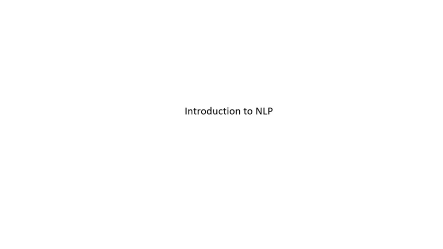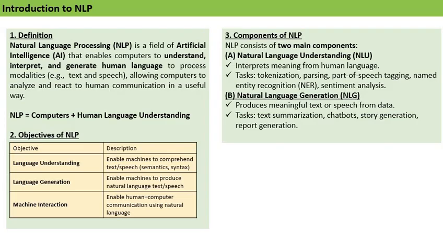So we start with a new topic called natural language processing. In this topic, we'll first look at the definition of natural language processing. NLP is a field of artificial intelligence that enables computers to understand, interpret, and generate human language, processing modalities, for example text and speech, allowing computers to analyze and react to human communication in a useful way.